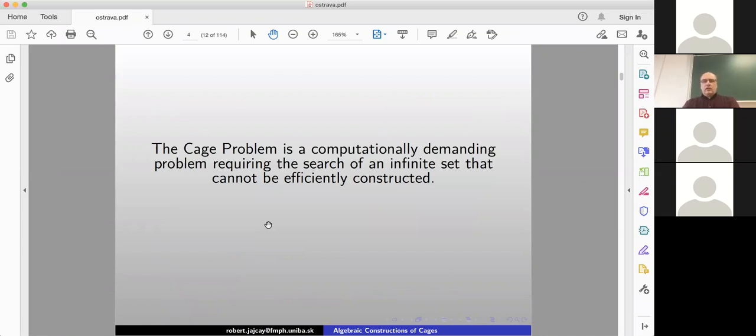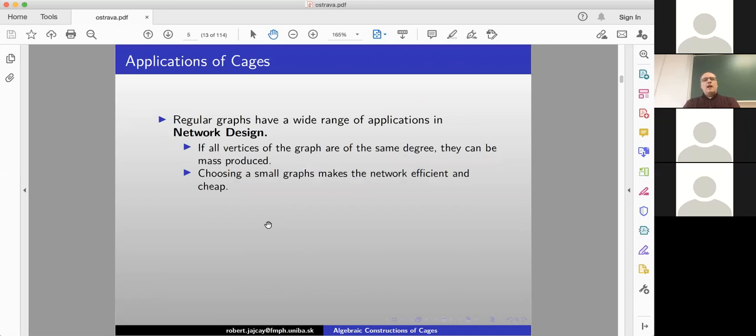It is usually solved with lots of computer power, and it requires the search of an infinite set that cannot be efficiently constructed. I'm trying to stress that this indeed is a very hard problem. Okay? And then you could probably ask, if it's a hard problem, why do you want to know the answers? There are many reasons for that. Of course, I, as a mathematician, I just do want to know the answer. But there are many applications of cages, and let me just list a few reasons.